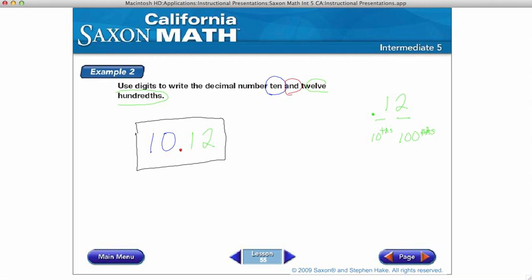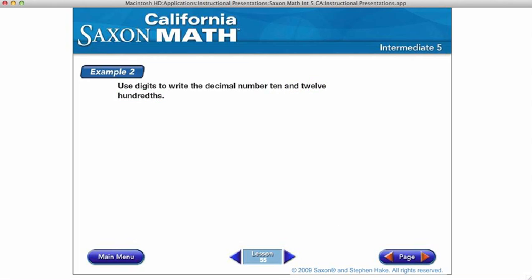Okay, again, you can also think of this as money. Okay, 12 hundredths is like saying I have 12 cents. Well, when you write 12 cents, okay, we write it like this. So you can also think of it like money, and that might help. All right, let's look at example 3.